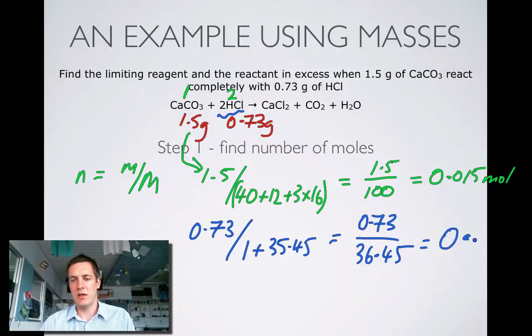Okay, so now I've found the number of moles of both substances. That's always my first step. If I'm finding a limiting reagent, or in other words, if I'm given information about two substances in the reactants, I'm trying to find which one there's more than enough of, right? Then the first step is always to find the number of moles.